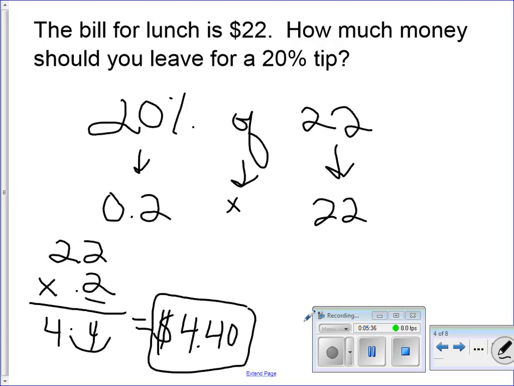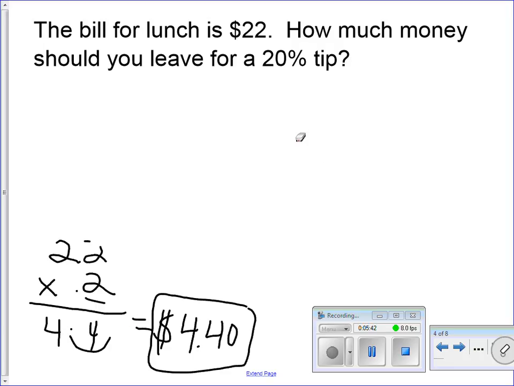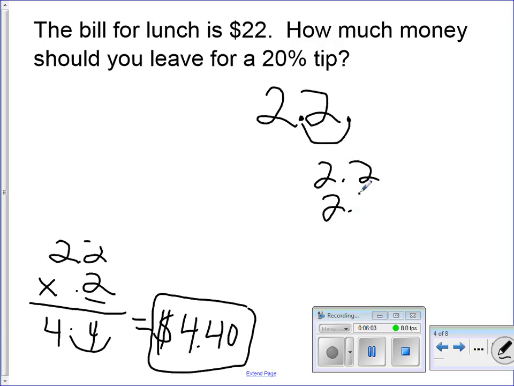We could take a look at this another way. Let me just clear this off real quick. If we were going to use our 10% trick, well, 10% of 22, we just learned that to find 10% of a number, we take my decimal and we move it once to the left. So if 2.2 is 10%, and here's another 2.2, which is another 10%, 10% and 10% gives me 20%. So if I add these, I have lined up my decimals, I have 4.4, which is exactly the same answer that we got before.